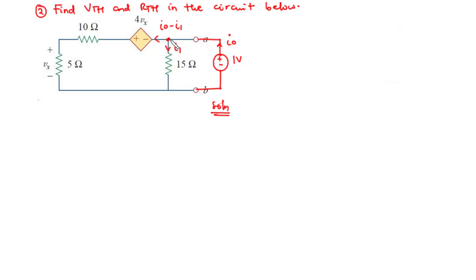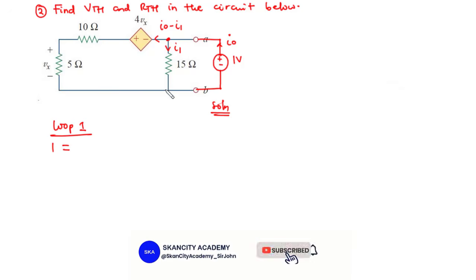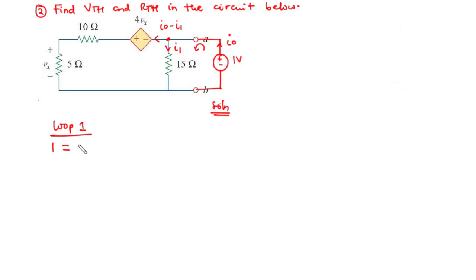So considering this loop using KVL, we have the source voltage to be 1 volt, and that is equal to the sum of the voltages dropped across the loop. So taking the anticlockwise direction, we have 1 equals 15 I1. Now we divide through by 15, and then we have the value of I1 to be 1 over 15 amperes. So this is the value of I1.